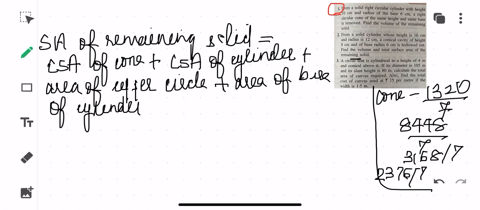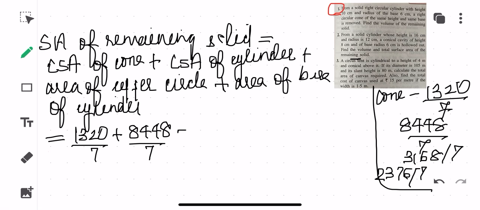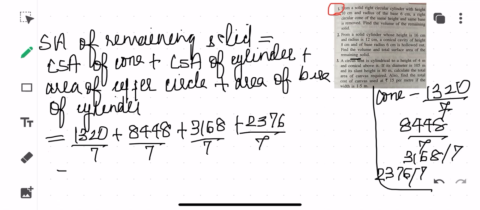So CSA of cone we have calculated as how much, children? 1320 divided by 7, plus the CSA of cylinder we calculated as 8448 divided by 7, plus the area of the upper circle we calculated as 3168 divided by 7, plus the area of base of cylinder we calculated as 2376 divided by 7. So you are just going to add them all to get the answer.